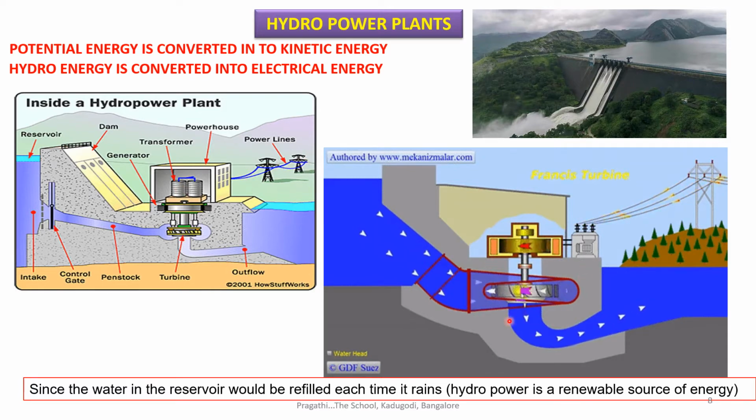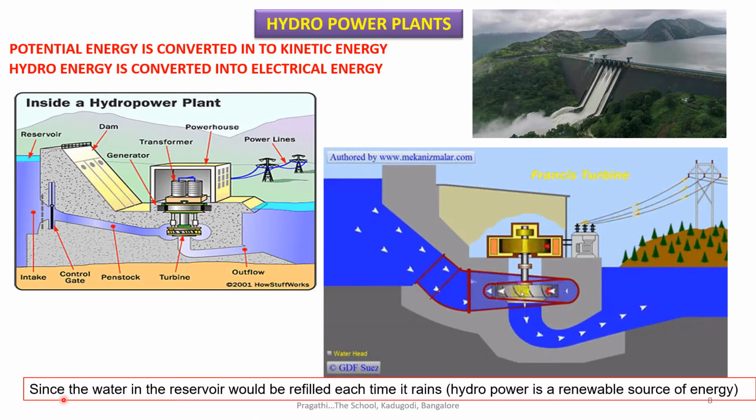You can see the animation here. See, the water is flowing here, and this is a turbine here. The turbine starts rotating. What happens to the turbine? It rotates, and in turn it rotates the generator. Once the generator rotates, the power is produced. See, this power is given to the power grid, where it is transferred to your respective houses and industries.